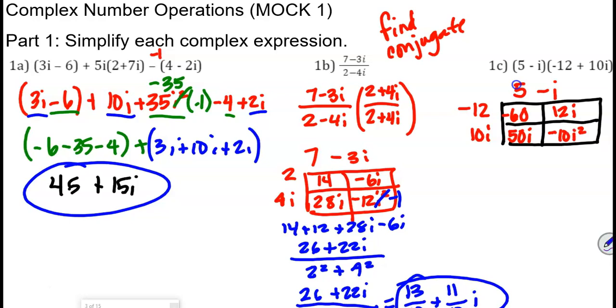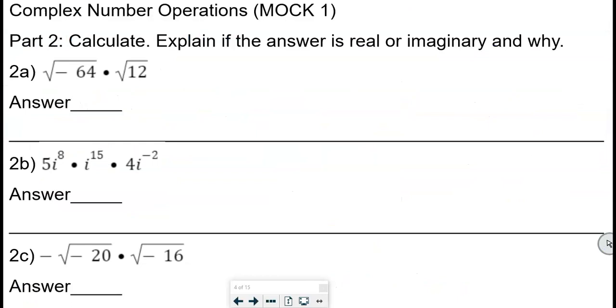Recalling again that we're going to change this i squared to a negative 1, that's going to make that positive 10. So this is going to be negative 60 plus 10, and then we've got plus 50i plus 12i. Okay, so this is going to be negative 50 plus 62i.